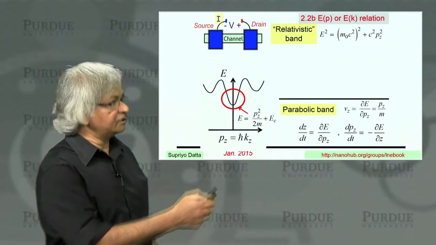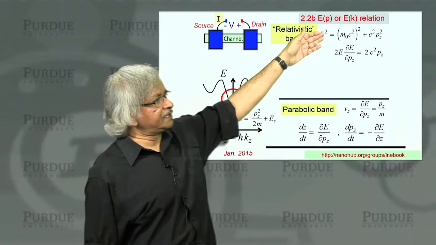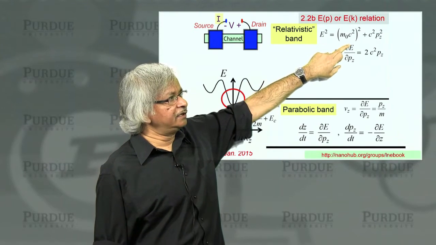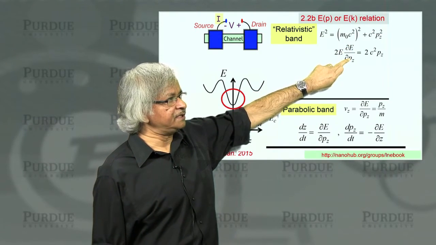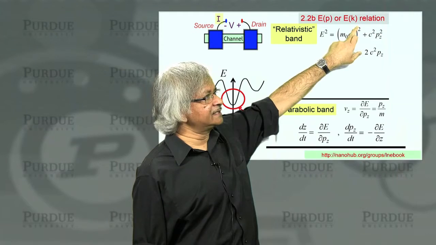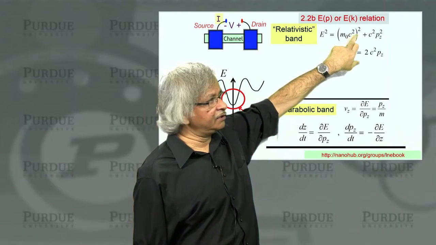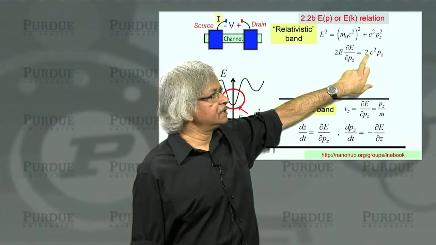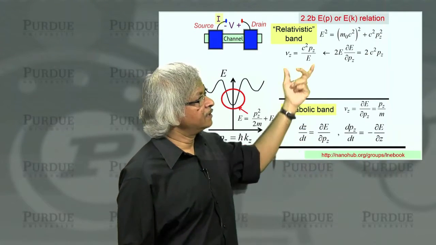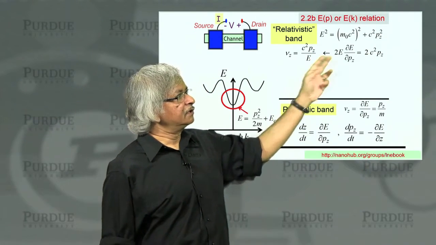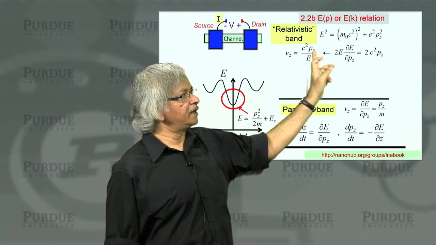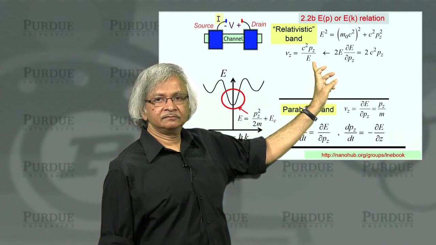What you could check out easily is, let's take the derivative of E squared, so I get 2E times the derivative of E with respect to pz. On the right hand side, this is a constant, so the derivative is 0. Take the derivative of that, we get 2c square pz. The 2's cancel. So what you have is the velocity vz is equal to c square pz divided by E.